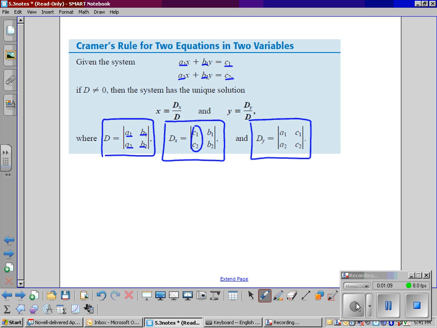Then when I find D sub y, I'm going to put my x column back, and I'm going to replace my y column with those constants. Once I have D and D sub x and D sub y, then I can find x by dividing D sub x by D. That's what you see here. And y I can find by dividing D sub y by D. Now if I had three variables, three equations, then I could find z by taking D sub z and dividing by D. And however many variables and equations you have, you can use Cramer's rule to find that.